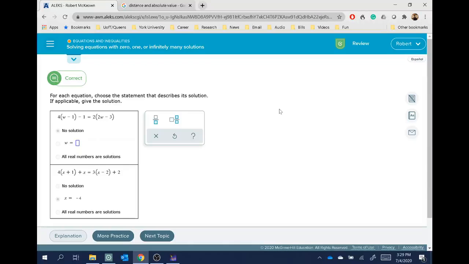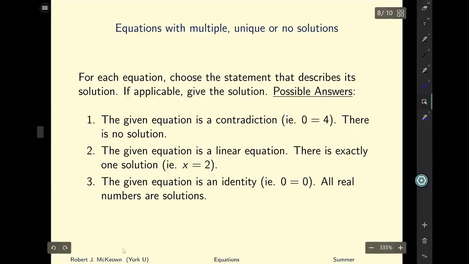I'd like you to take a look at the question in front of you. It says at the top, for each equation, choose the statement that describes its solution. If applicable, give the solution. Now you can see that you've got 3 different boxes to choose from. One is that there's no solution. The second box says, well, maybe the unknown variable has a value. That's the solution, something like w is equal to 2. And the next option is that all real numbers are solutions. So let's go back to the slides now, and let's talk about the possible answers to a question like this.